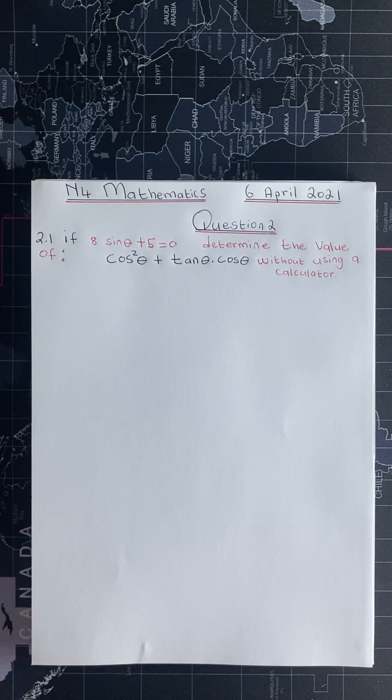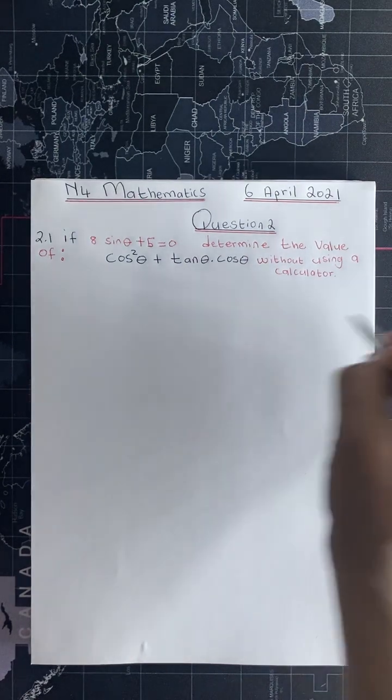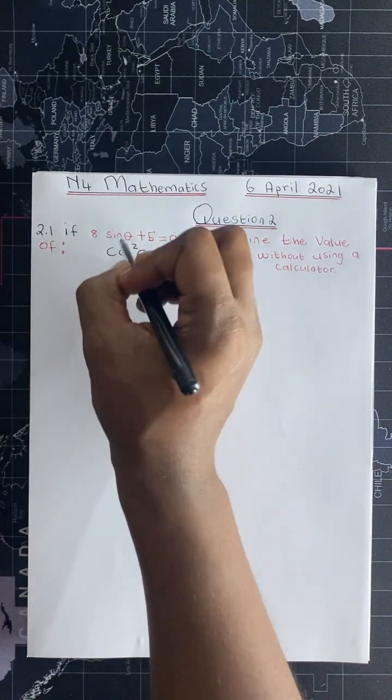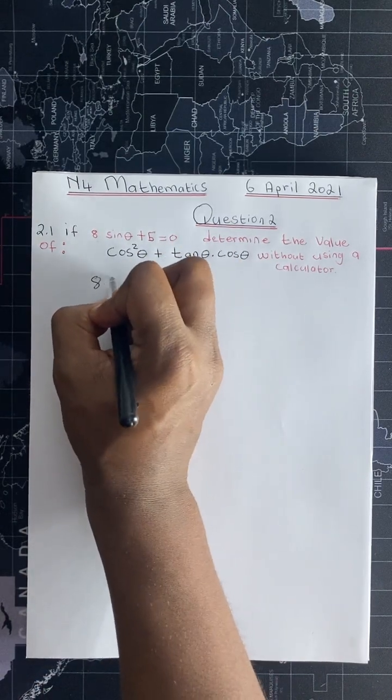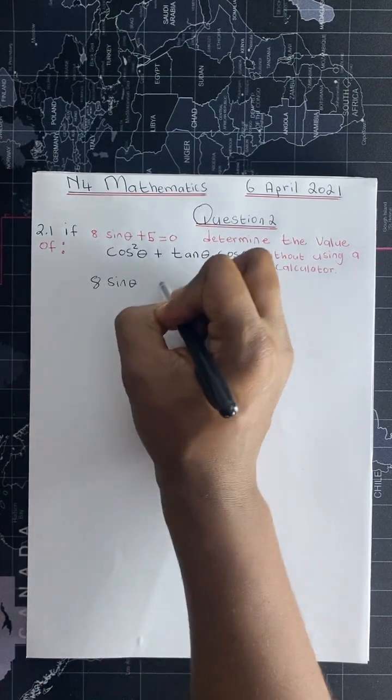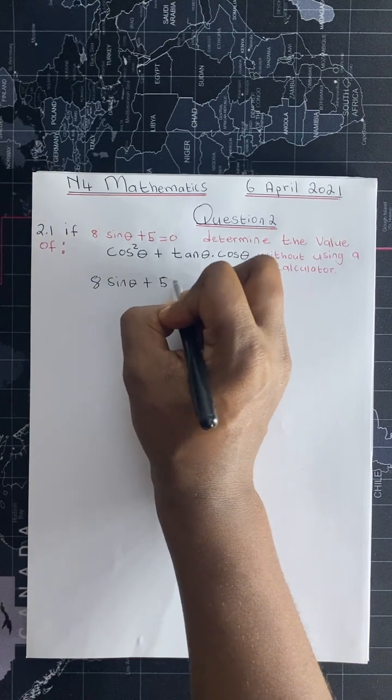Question 2.1 states that if 8 sin theta plus 5 is equal to 0, determine the value of cos squared theta plus tan theta multiplied by cos theta without using a calculator. So we have to first make sin theta the subject of the formula. So we have 8 sin theta plus 5 is equal to 0.